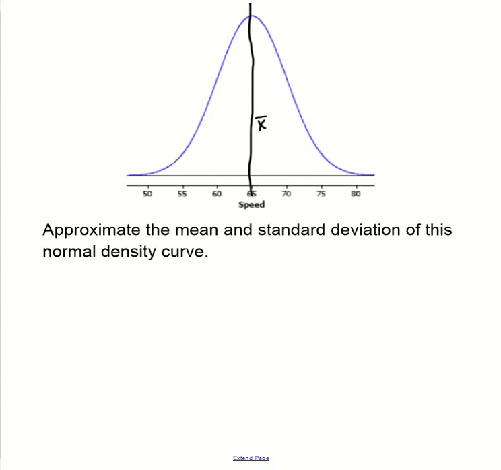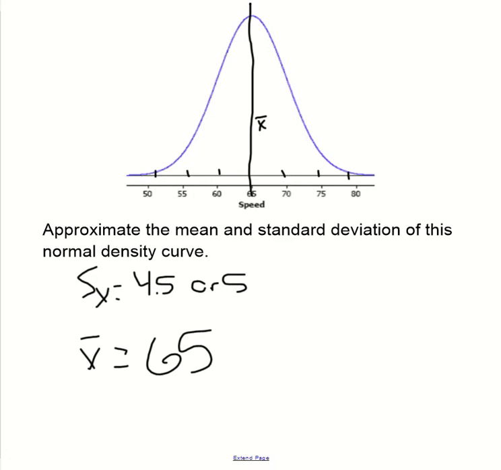So what if we did 1, 2, and 3? That seems to fit pretty well. Do the same this way, 1, 2, and 3. So I would say our standard deviation could be about 4.5 or 5. Remember we called that S sub x, and our mean x bar was about 65. That's the one in the middle. So that's what you're going to be expected to do on the homework, to be able to fill in where those would be.